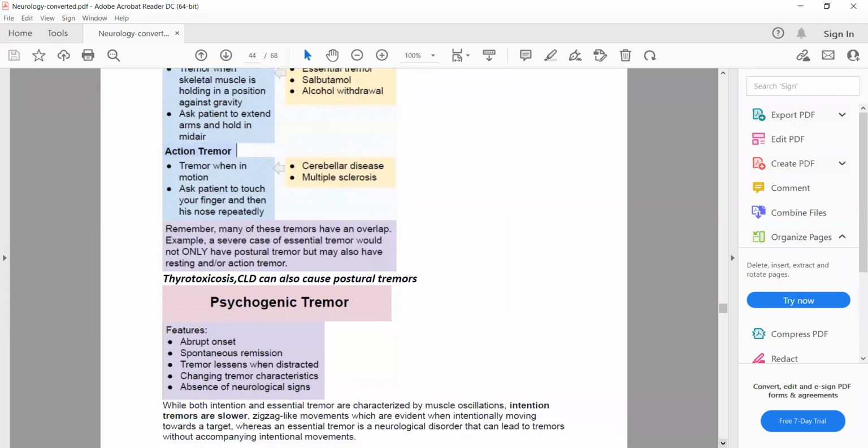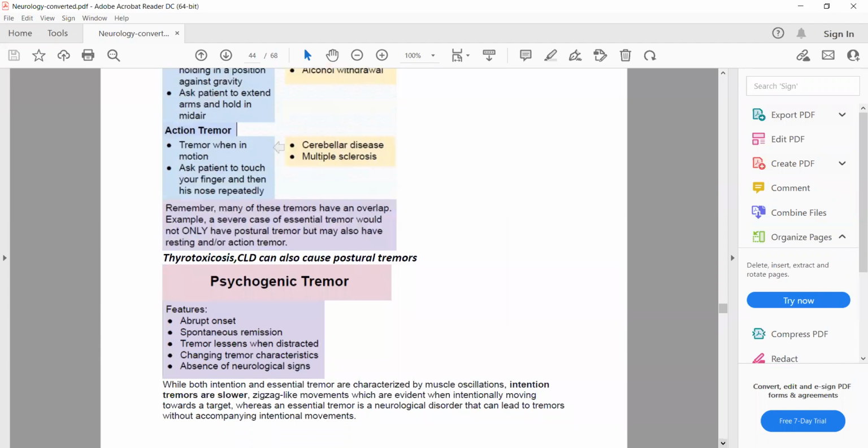Now the fourth type of tremor is psychogenic tremor. The psychogenic tremors are psychogenic, meaning there is a psychological association, or they are functional tremors. There is no organic cause of these types of tremors.